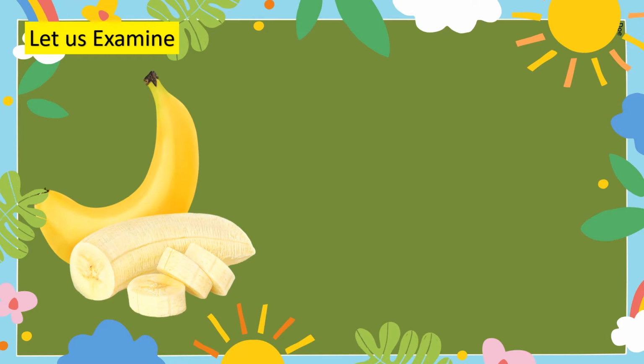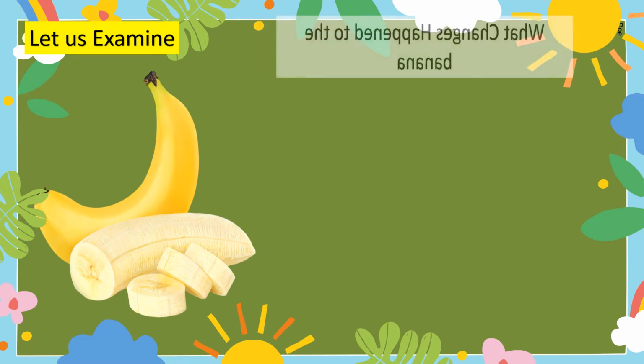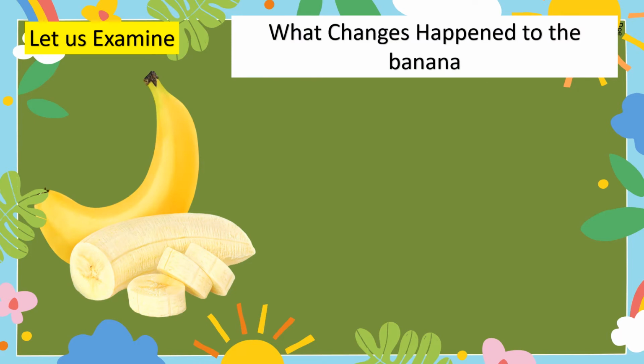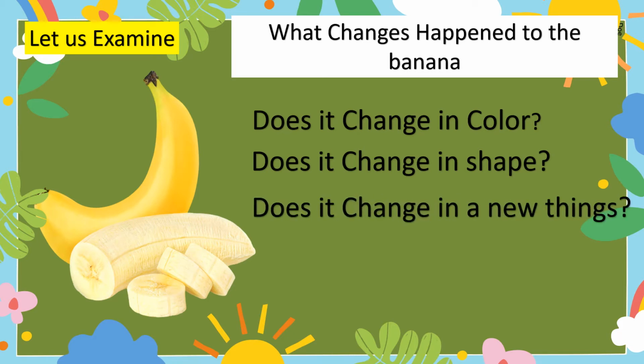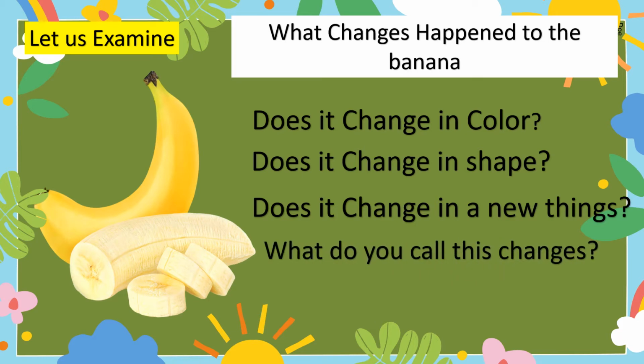Let us examine what changes happened to the banana. Does it change in color? Does it change in shape? Does it change into new things? What do you call these changes? Give an example of these changes.